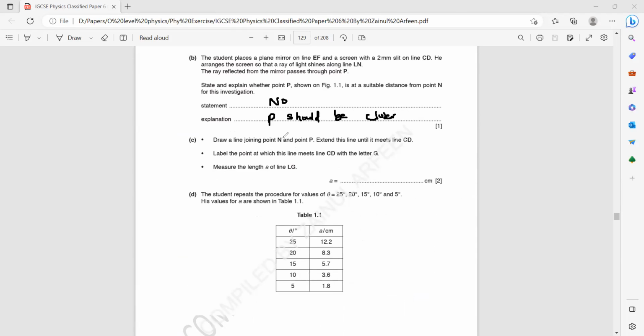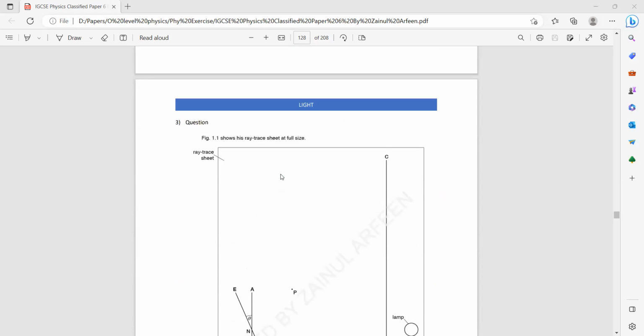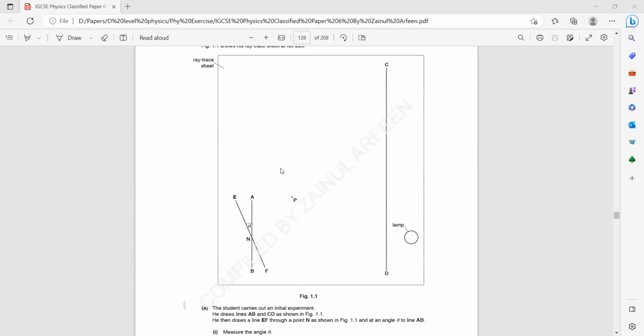Then part C, draw a line joining point N and P and extend until it meets line CD, and label the point with the letter G and measure the length of LG. This ray box method should be done in a dark room. If it's an optical pin method in which we use pins for an object and an image, that should be done in a lab. But the ray box method, the experiment of a light in which we use a lamp, should always be done in a dark room. Same thing, the experiment in which we form an image by a convex lens should also be done in a dark room.